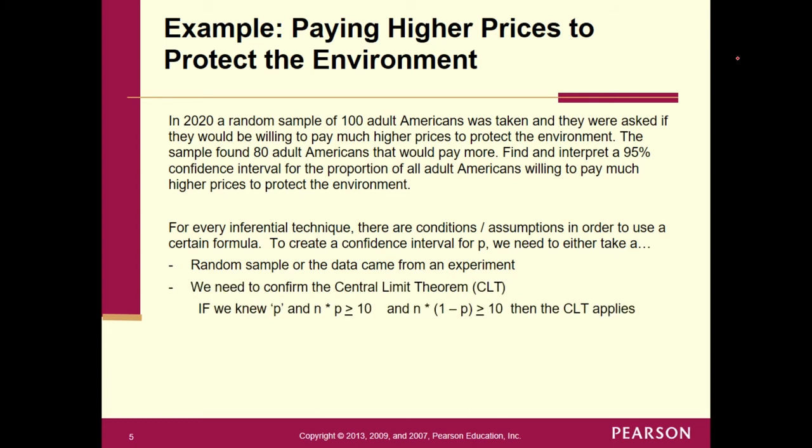So if we knew p, that's the key here. If we knew p and n times p was greater than or equal to 10 and n times 1 minus p was greater than or equal to 10, the central limit theorem applies. Remember that from the last chapter? Well, however, we don't know p, right? That's the reason why we're creating the confidence interval. So when we don't know p, what are we using in its place? p hat, right? So for a confidence interval for the population proportion p, we need to show that n times p hat is greater than or equal to 10 and n times 1 minus p hat is greater than or equal to 10. If we show that, then the central limit theorem applies.